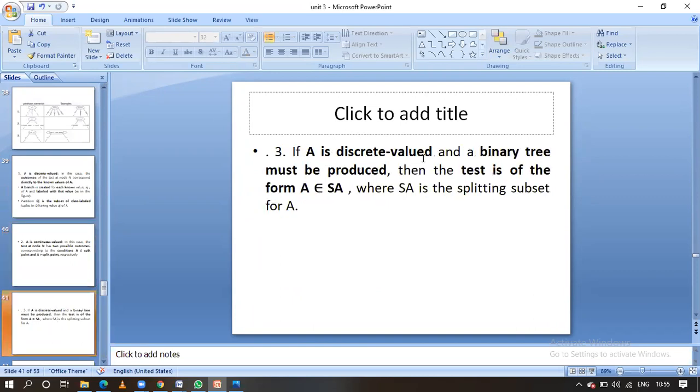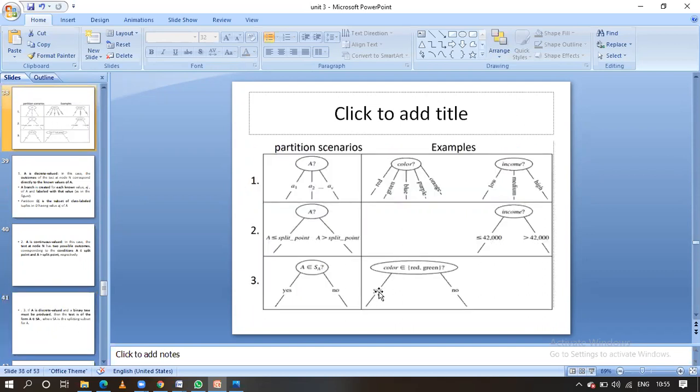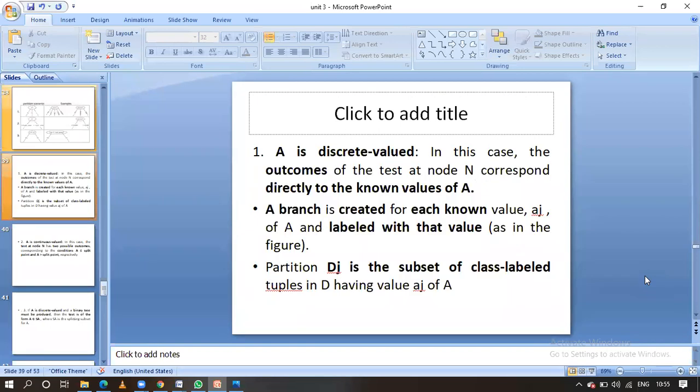Here also it will have different discrete values, but the output is a binary one. It will have only two values, whether yes or no, true or false, like that. Like color belonging to red or green, we will have two values. This is the partition criteria for the third one.